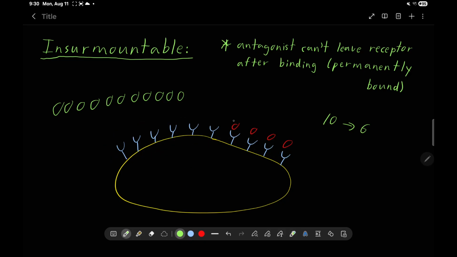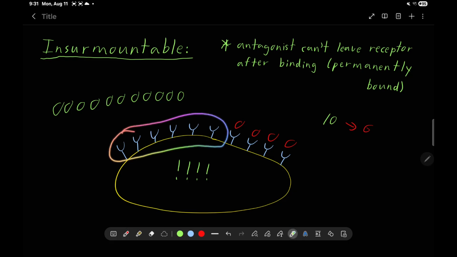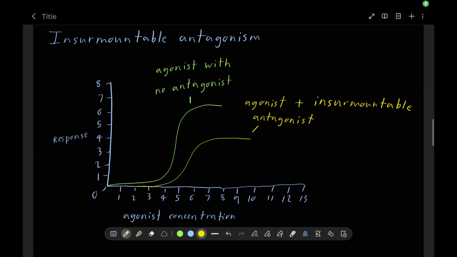So maybe before, let's say you didn't have your insurmountable antagonist, meaning you had all 10 receptors available, then your agonist could come and bind to them and produce a lot of response. But now that you add your insurmountable antagonist to come and block some of these receptors and decrease the number of basically available receptors that you have, no matter how much agonist you add, you're still limited to a lower number of receptors, so the total possible response is likely decreased. So if we look at the dose-response curves for insurmountable antagonism, they might look something a bit like this.